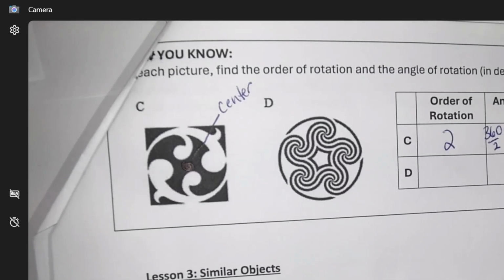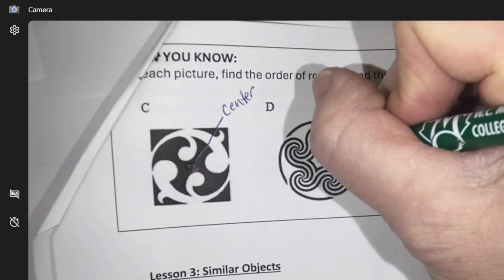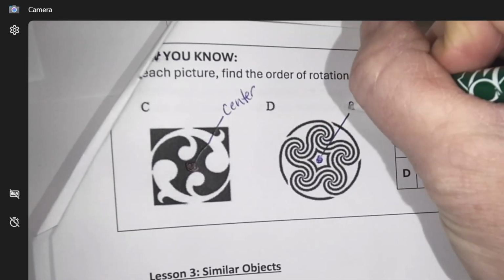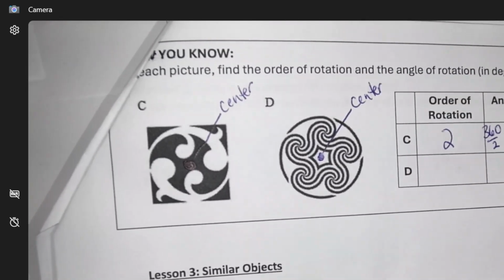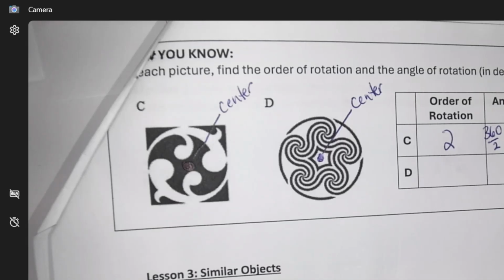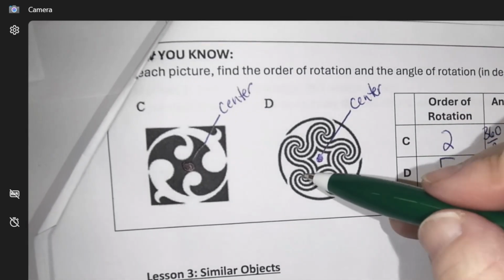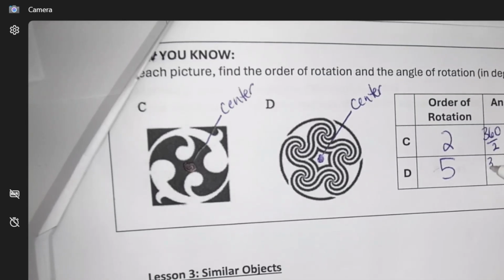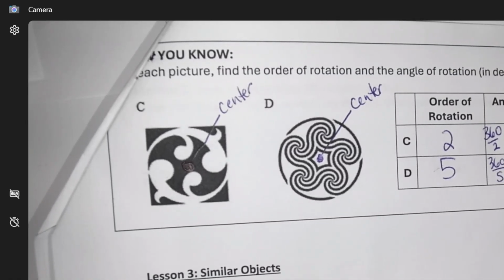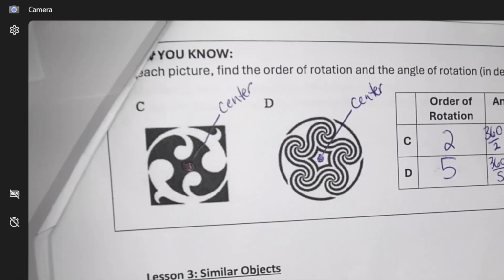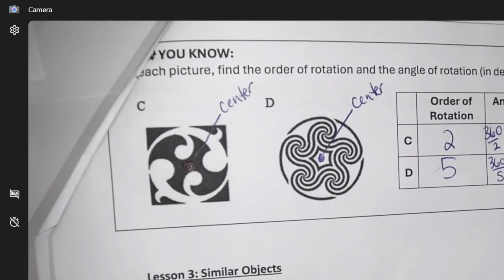And the last one of the day. So here's the center of it rotating. How many orders? 5. Which ends up being how many degrees? 72. 72 degrees on a spin gets you to look the same. So each spin would be considered a fifth of a circle.